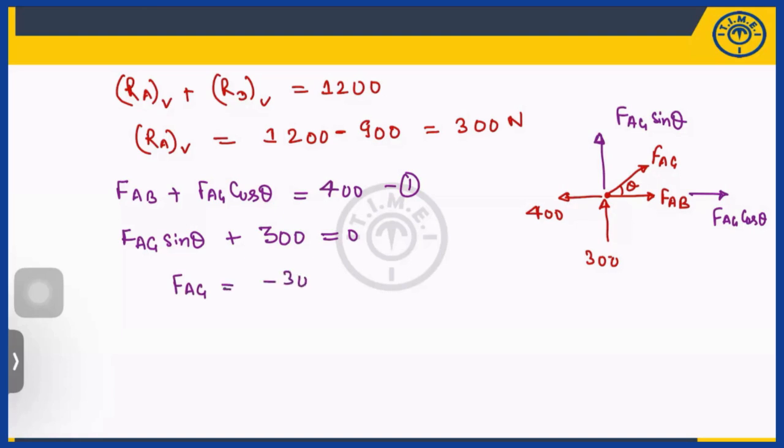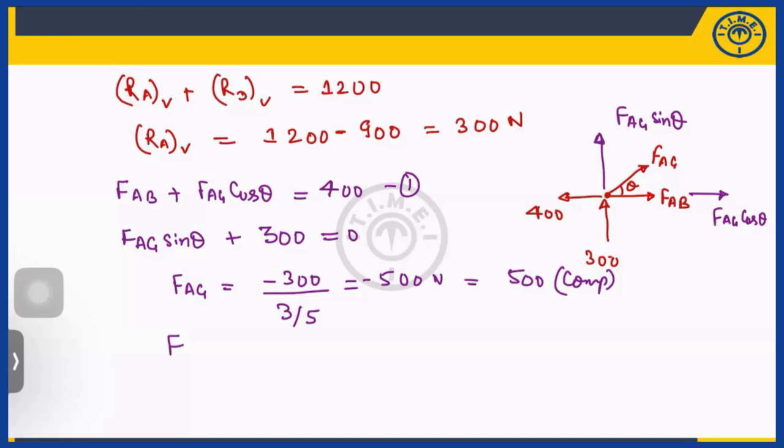Yes. Minus 300 divided by sine theta value. Sine theta is 3 by 5. So this value is minus 500 Newton. What does it mean? 500 Newton means 500 compressive. Okay. So please do not make a mistake while considering the sign also. Minus value is indicating the force in the AG member will be compressive because this negative sign is coming.